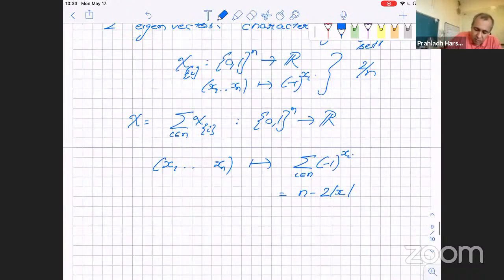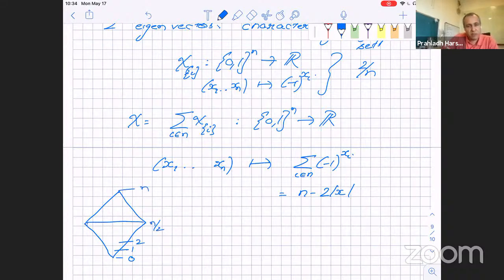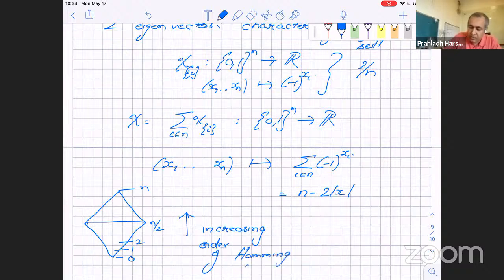So if I'm going to draw the hypercube this way, these are the Hamming weight 0 guys, Hamming weight 1 guys, Hamming weight 2 guys, Hamming weight n by 2 guys, Hamming weight n guys. I'm writing down the hypercube in increasing order of Hamming weight. So this is also a second eigenvector. So if Fiedler had been fed this as an input, it is going to find a threshold cut.